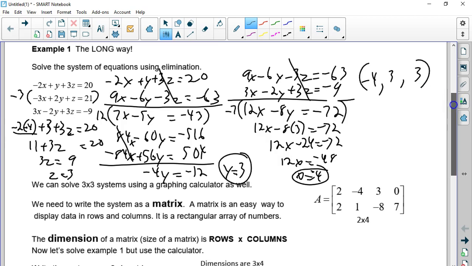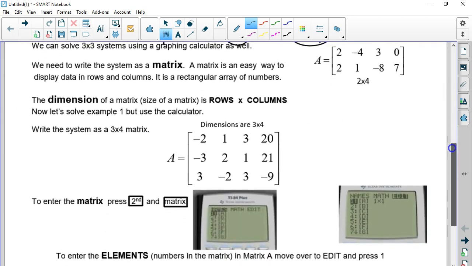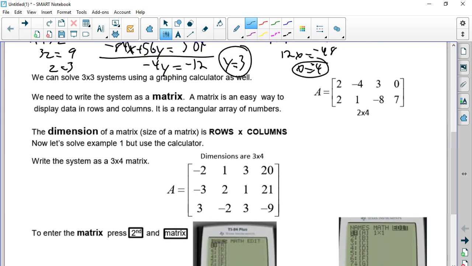But it's going to be a lot easier to do this using the calculator. So we're going to use what's called a matrix. A matrix is the easy way of displaying data in rows and columns. It's a rectangular array of numbers. Now, we always do it in rows times columns. So just remember RC.